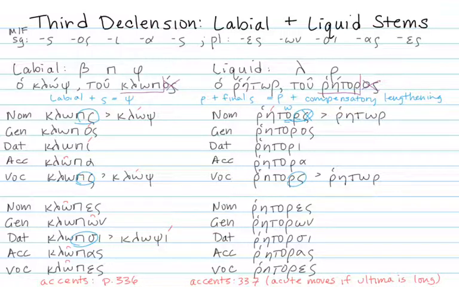I don't know all the rules, but I can tell you that if the ultima is long, you'll notice in the genitive singular, it's retoros with the accent on the antepenult, and the ultima is short there. And the ultima remains short in several of these, but once we get to the genitive plural and the ultima is long, the rule states that the acute accent has to move from the antepenult to the penult. Then in the rest of the cases, it's on the antepenult.